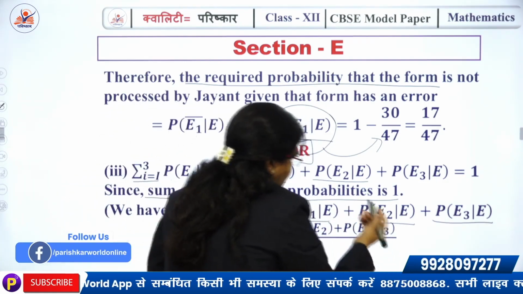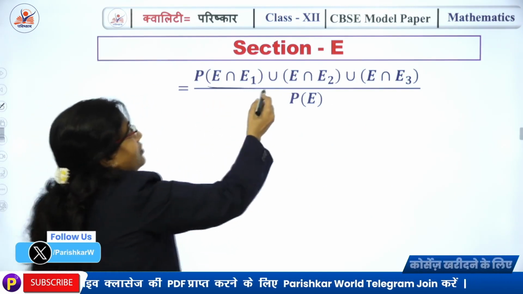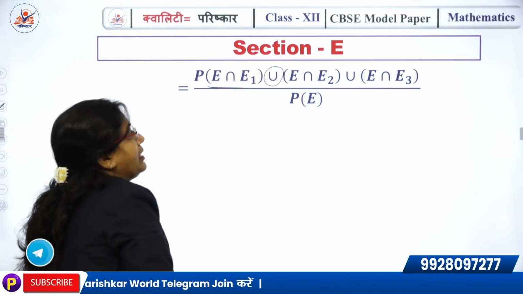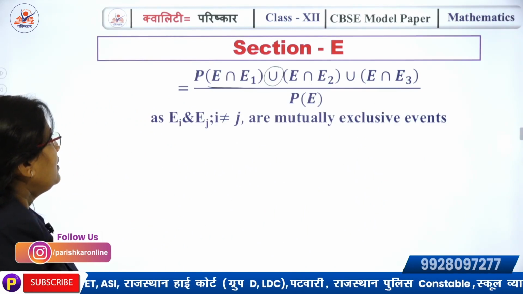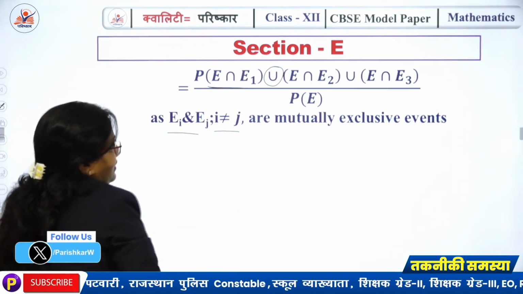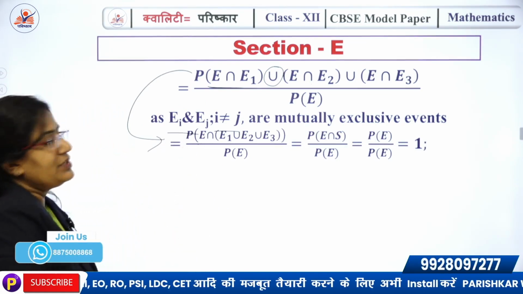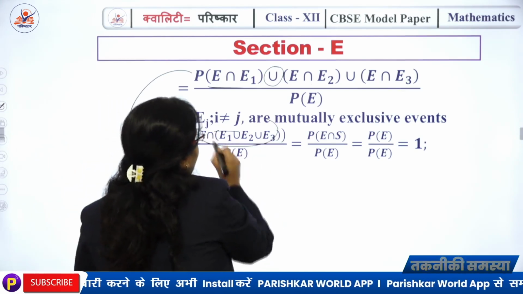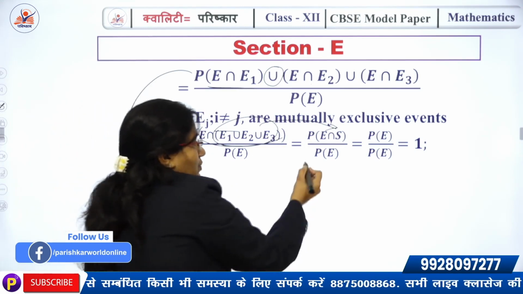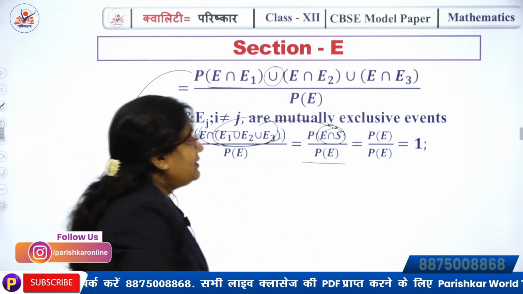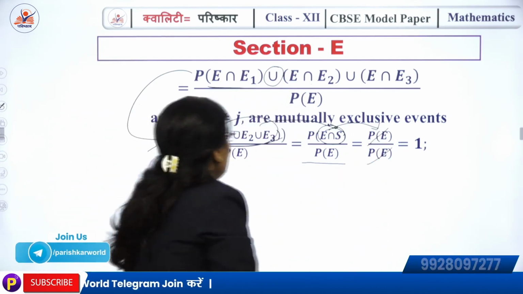plus probability of E intersection E3 upon probability of E is equals to, we can write this as probability of E intersection E1 and we can change the sign of plus as union, probability of E intersection E2 union E intersection E3 upon probability of E. As Ei and Ej, where i is not equal to j, are mutually exclusive events, we can write this as probability of E intersection E1 union E2 union E3 upon probability of E, and E1 union E2 union E3 can be written as the sample space, that means S, is equals to probability of E intersection S upon probability of E, and intersection of E and the sample space is given by probability of E upon probability of E. Already we have, that means the value is 1.